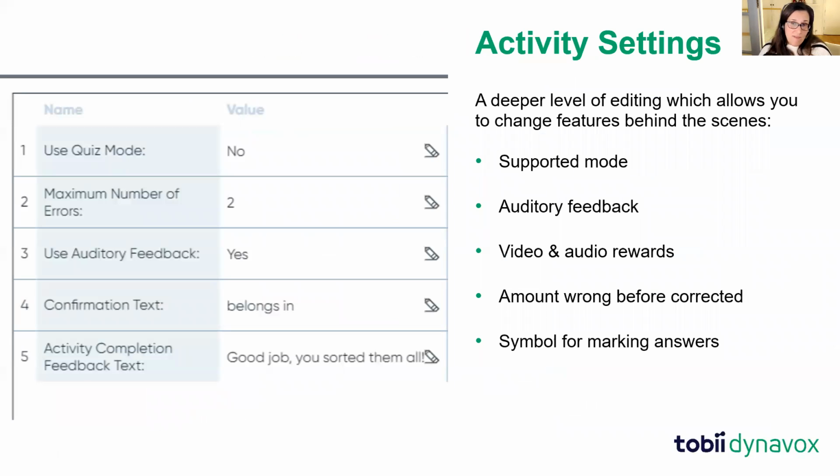Now, you also have access to activities settings. So in the Scratch the Surface, we can go in and put our information in and it'll work beautifully. But sometimes we might want to dig a little bit deeper. We might want to change some of the supports, the auditory supports people are hearing. We may want to change whether it's something that auto corrects or whether somebody goes through it and at the end it's marked.